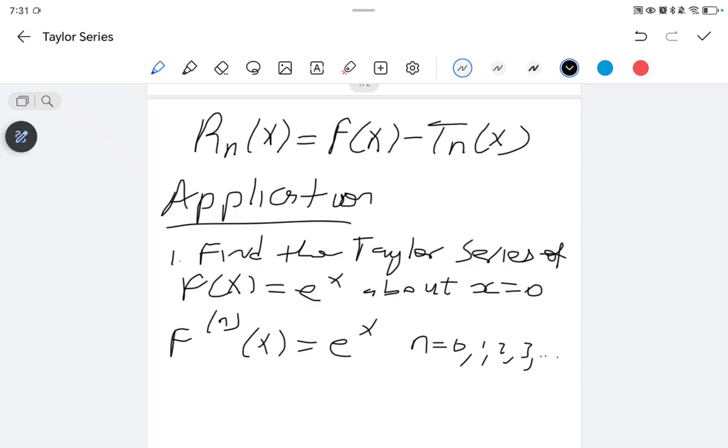Anyone? What are we going to do about x equals 0? About x. So what is your question again? I'm saying that they're saying to find the Taylor series of f of x equals e to the x about x equals 0. So what is the first thing that comes to your mind?